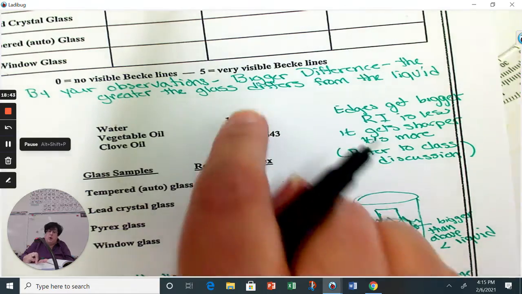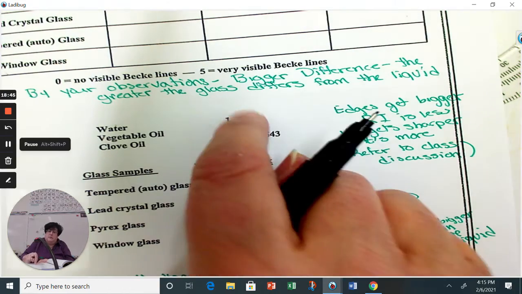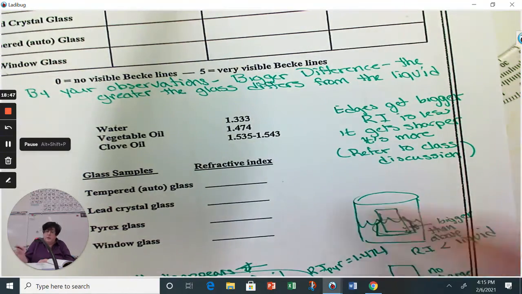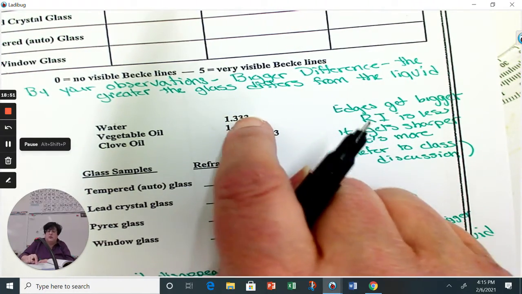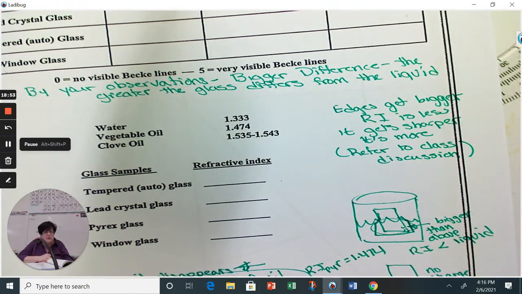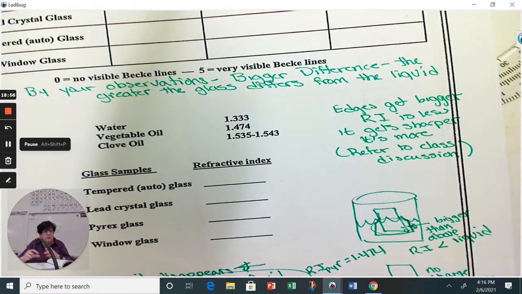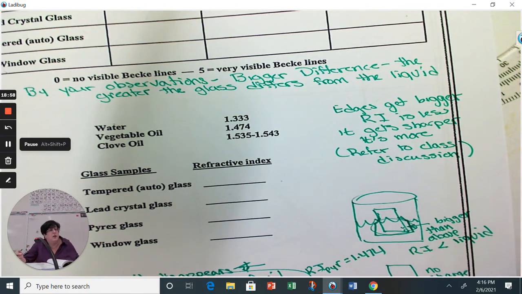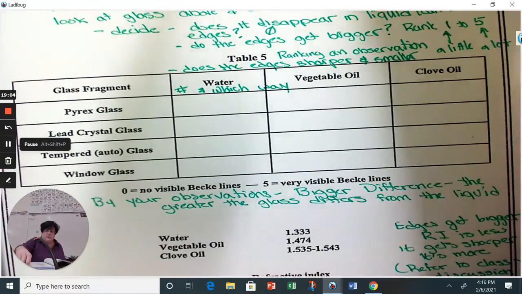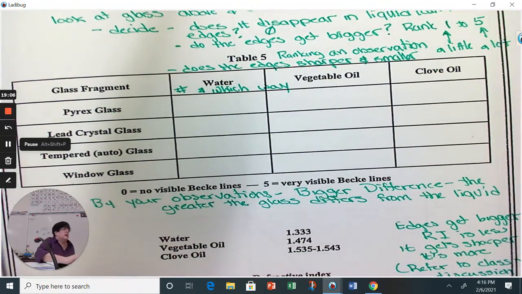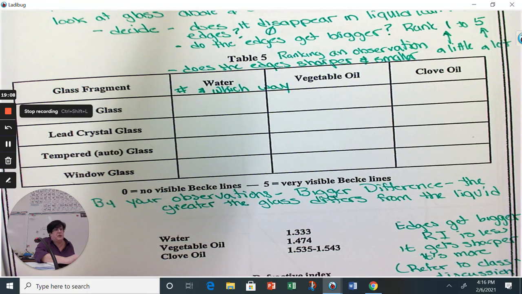Some of them may end up all being, if it's bigger, it's lower. So if they're bigger than clove oil and bigger than water, then it's going to have a refractive index less than water because it says if you give a bigger piece below than what's on top, you have a lower refractive index. So it's just ranking, but you have to do it this way. Okay. I know you're like, those took a long time, but it's explaining how to answer.